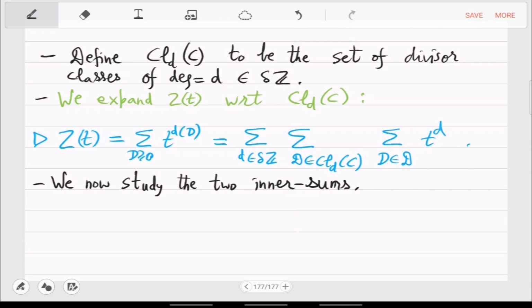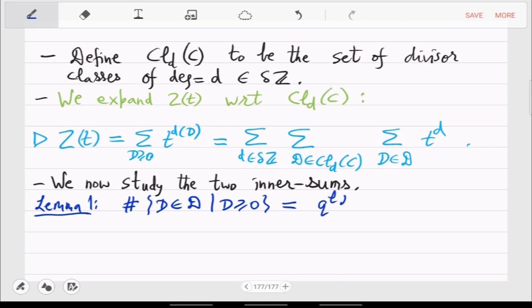So now you will see some interesting lemmas, but as I said, nothing will be difficult now because of the big development that we have done. So the first lemma will tell you the count on the innermost sum. The number of divisors there which are greater than or equal to 0 is equal to q to the l(D) minus 1 divided by q minus 1.